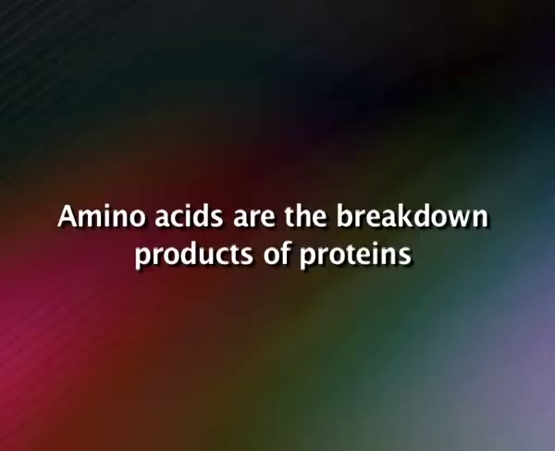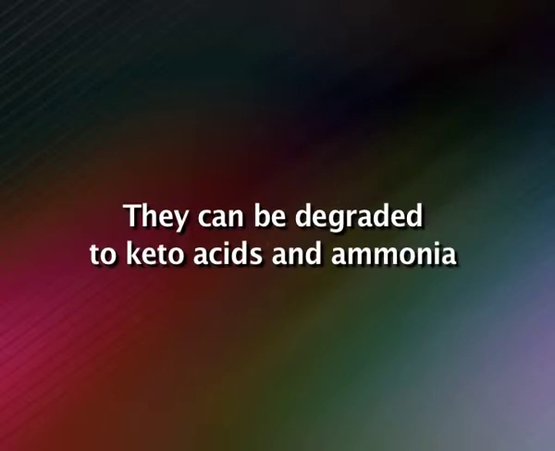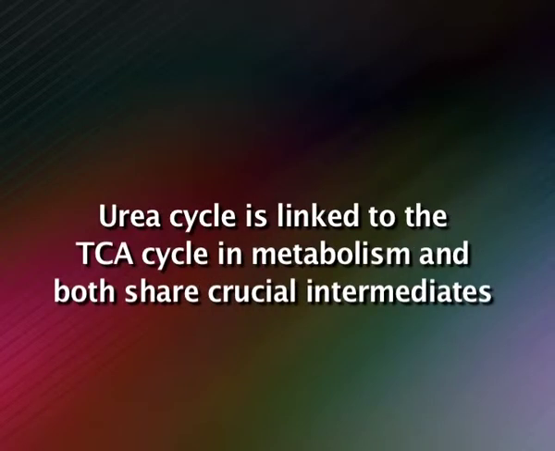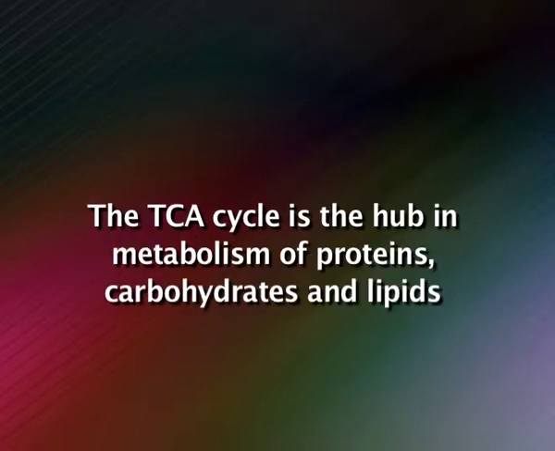To conclude, amino acids are the breakdown products of proteins. They can be degraded into keto acids and ammonia. Ammonia is excreted from the body after conversion to urea through the urea cycle. The urea cycle is linked to the TCA cycle in metabolism and both share crucial intermediates, and the TCA cycle is the hub in metabolism of proteins, carbohydrates as well as lipids.